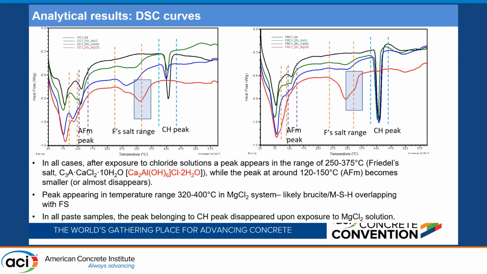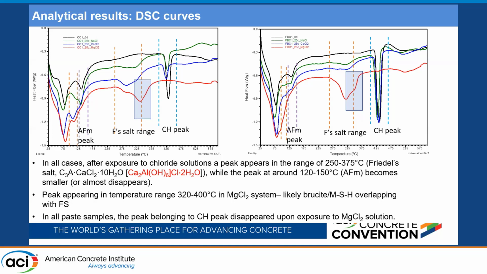So here, in addition to the Friedel salt formation, we will have the products of interaction of magnesium chloride with the cementitious system. That might be due to brucite formation, MSH, or any other, for example, also magnesium oxychloride. Another thing that I want to point out is the disappearance of the CH peak in both cases upon exposure to the magnesium chloride.